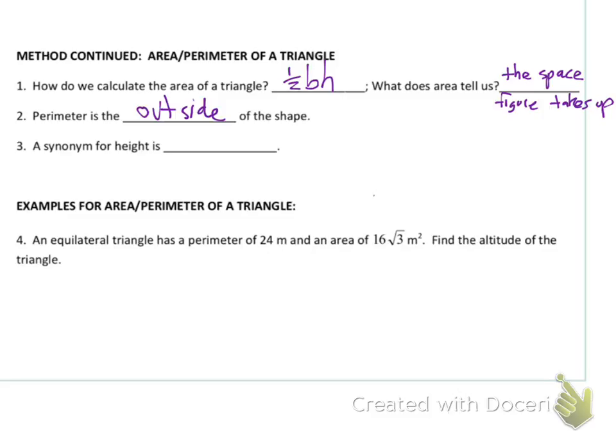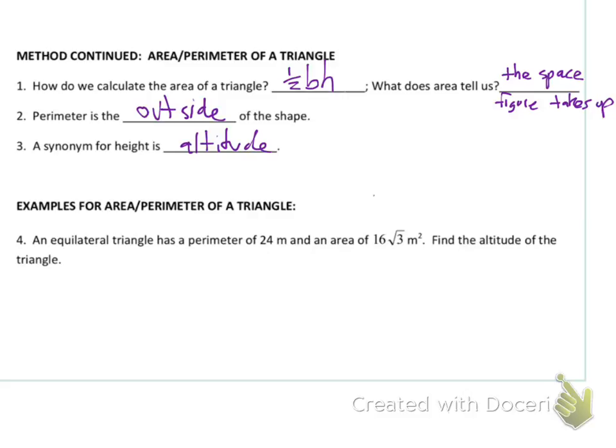The synonym for height is what? Altitude. Don't get mixed up with attitude. Actually, we got a little bit more. We got several things to go through. So this is the altitude. Altitude's a fancy word for height. Okay, talked about that in our example.